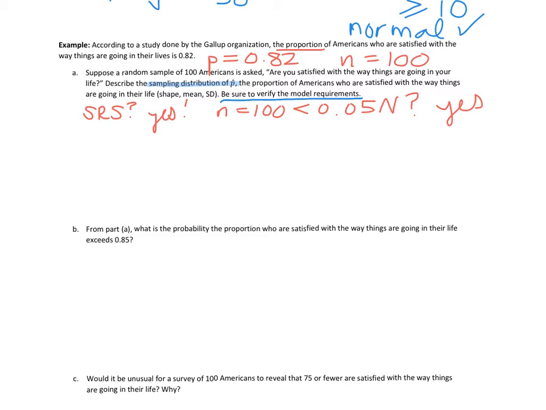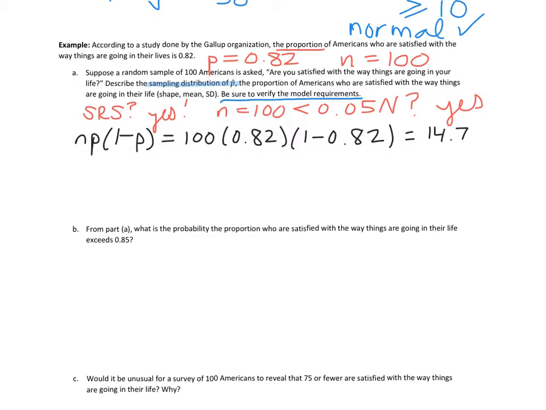We checked them. Now we're going to see if n times p times 1 minus p is greater than or equal to 10. So there's our sample size, here's our p, and 1 minus p. All the Americans that are not satisfied with their life is 1 minus 0.82. And if we punch that into the calculator, we get 14.76. So make sure you do that calculation for me. And that is greater than or equal to 10. So remember to draw your conclusion from that. To get full credit, you would want to show your work and then say it's approximately normal.